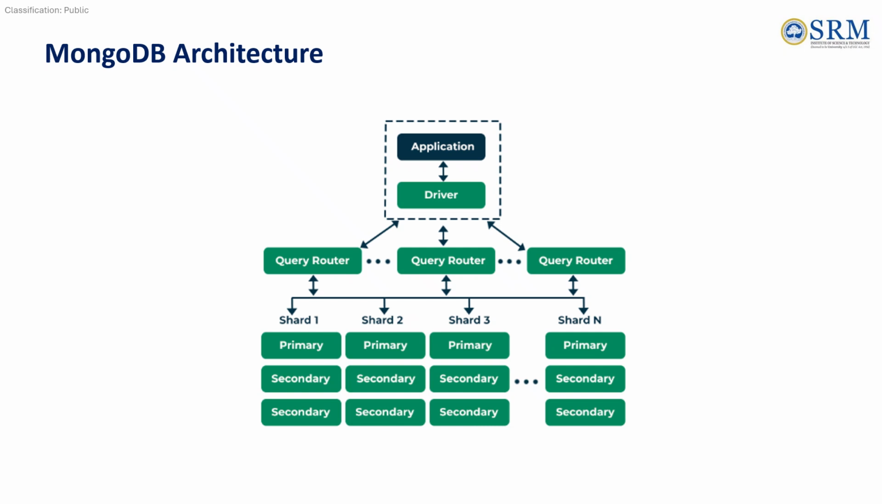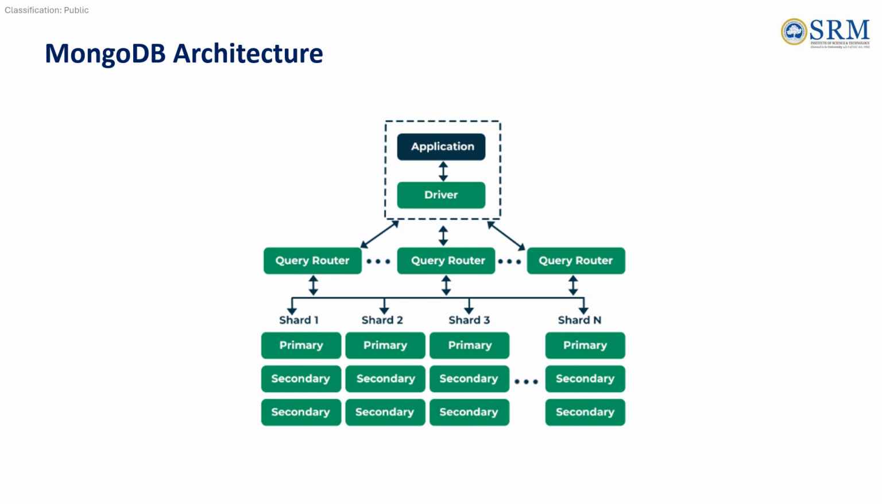Next, MongoDB architecture. Let us understand this architecture using a simple analogy based on a food delivery service. Imagine a large food delivery company operating across many cities. The application represents the food delivery app used by customers to place orders. The MongoDB driver acts like the order communication system that transfers customer requests to the backend service. The query router, or Mongos, acts like a central call center. It receives customer orders and forwards them to the correct restaurant branch based on location and availability.